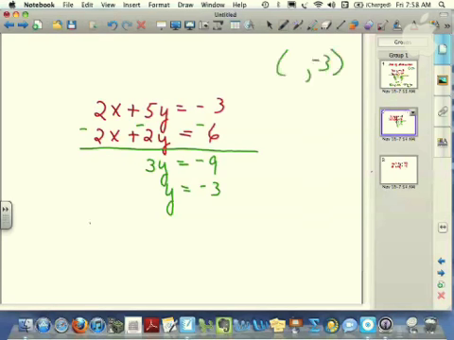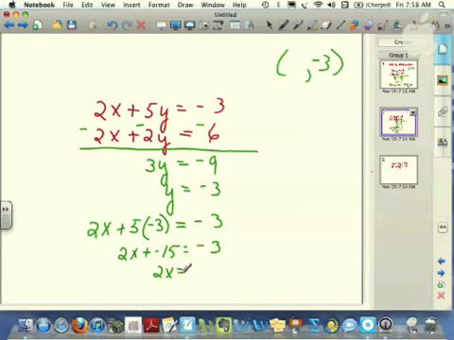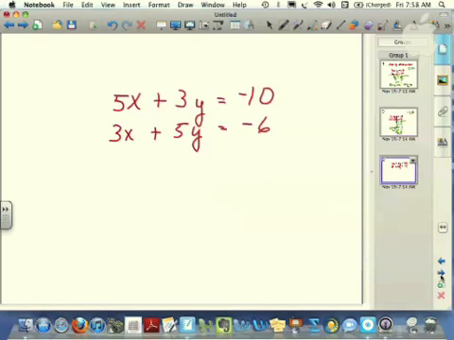Once again, I will substitute the y into one of the equations. 2x plus negative 15 equals negative 3. 2x equals 15 plus a negative 3, which is 12, so x equals 6. Simply turn one of the equations so that the numbers are opposites of each other.